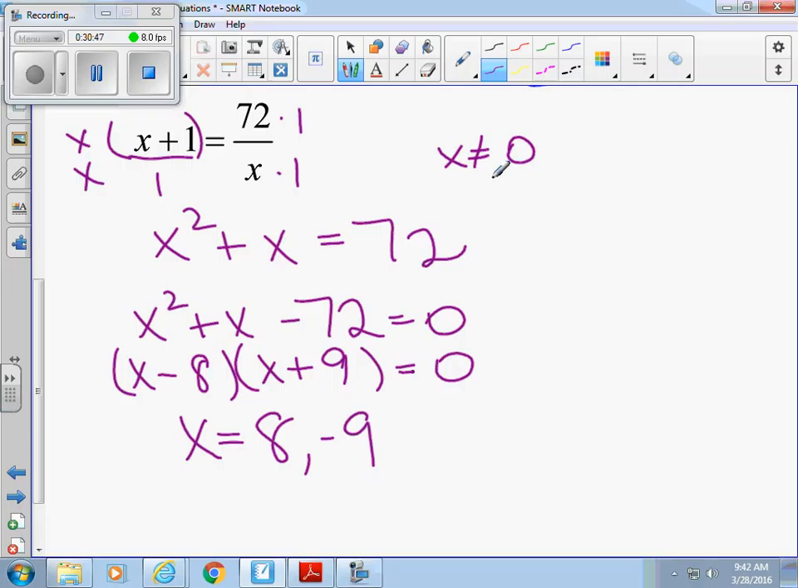Now, is there a chance I've messed up in my work? Especially when you're new at this, so go ahead and check them. But as long as you're not 0, they should both work. 8 plus 1 is 9. 72 divided by 8 is 9. Negative 9 plus 1 is negative 8. 72 divided by negative 9 is negative 8. We're good either way. Works both ways.